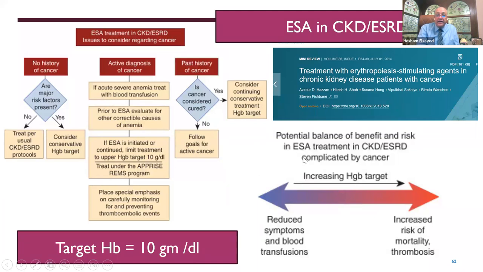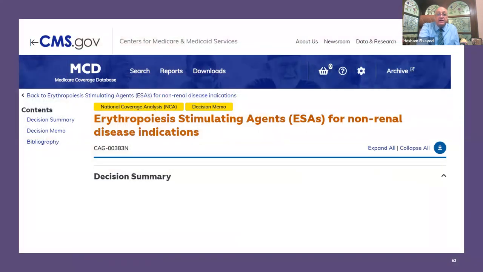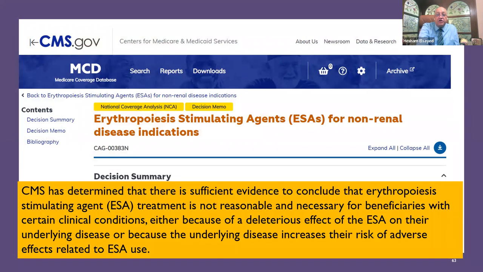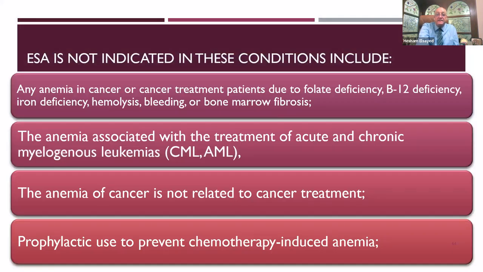Be aware that ESA may increase the progression. And number two, the target hemoglobin in malignancy should never be above 10. The CMS, Center for Medicare, has applied a strict rule that ESA is not beneficial for most clinical conditions because of the deleterious effect of ESA on the underlying disease or the increased risk of adverse effects related to ESA use. However, it is indicated in some malignancies and not indicated in others.